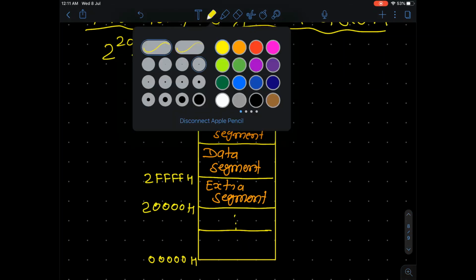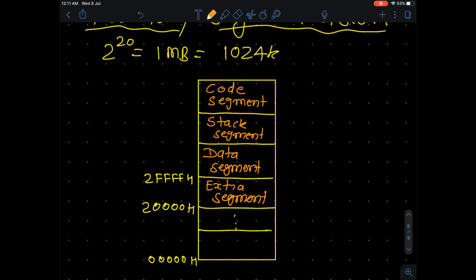Now, what is the starting address of this data segment? It is 2FFFF plus 1. It comes to be 30000. So 30000 is the starting address of this.